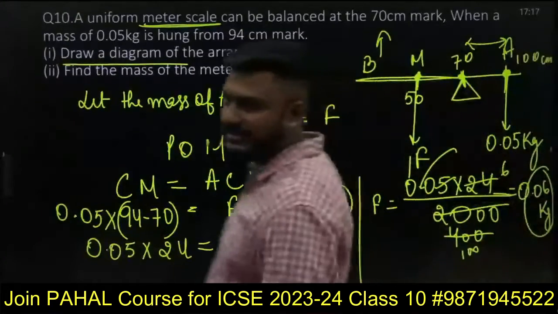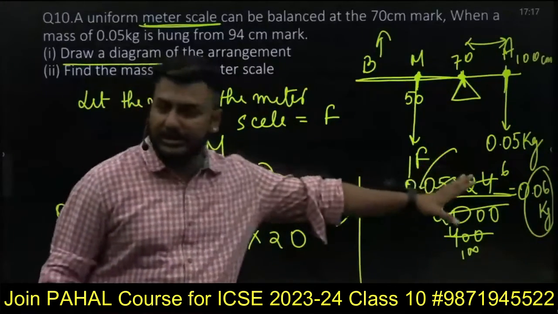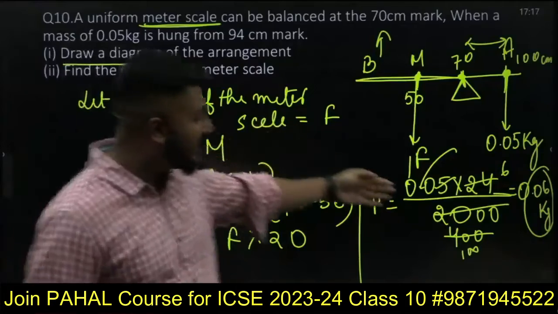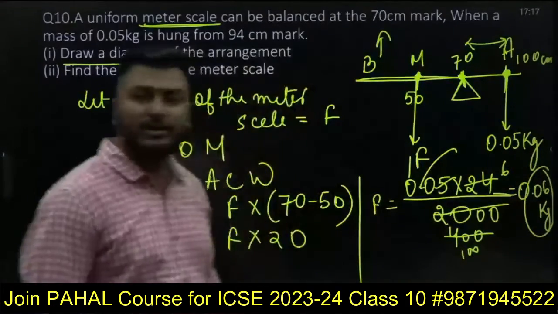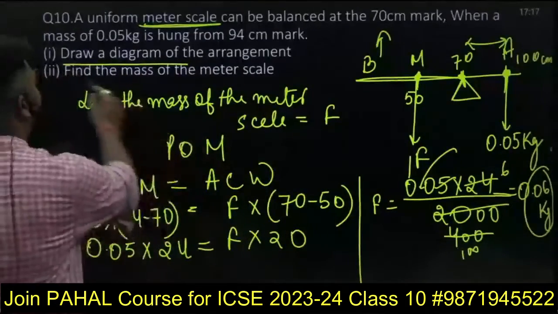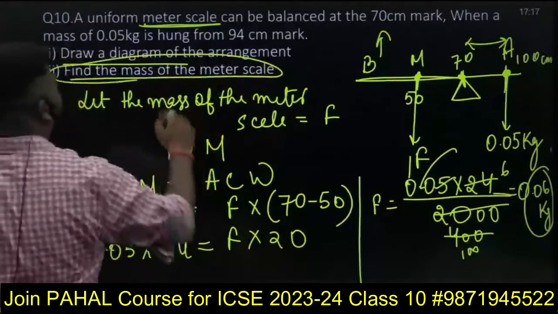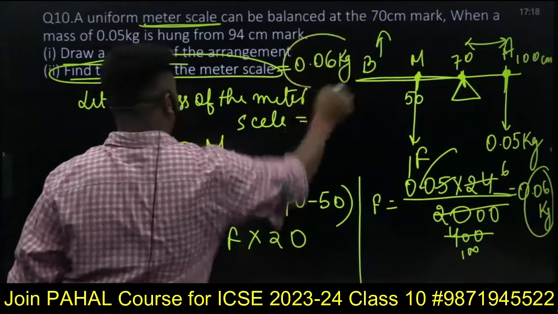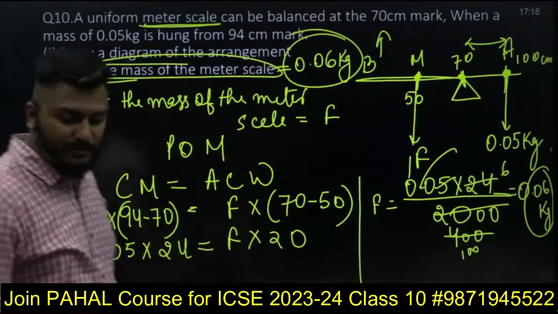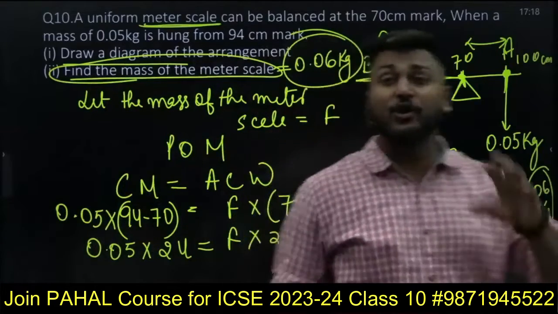0.06 kg. ये बेसिक मैथ्स तो सबको आती है ना, पॉइंट लगाना, पॉइंट हटाना, ये सब आता है. Something divided by 100, so we'll shift the decimal left to 2 places. So 0.06 kg would be the mass of the meter scale. Clear है? 0.06 kgs. Is this question clear to you? Yes or no? Yes. So these are all very conceptual questions.